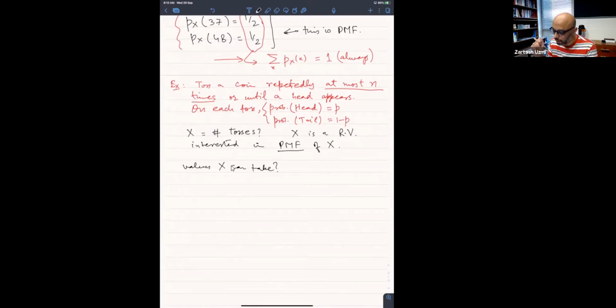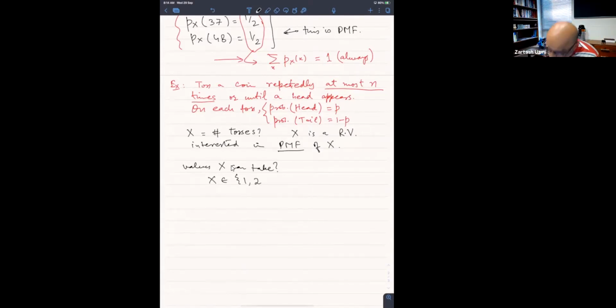Abu Bakr, head and tail are outcomes, and you have mapped those outcomes onto numbers. Those numbers are the values the random variable takes. So X can take the value 1. When does X take the value 1? X takes the value 1 if a head comes on the first toss.